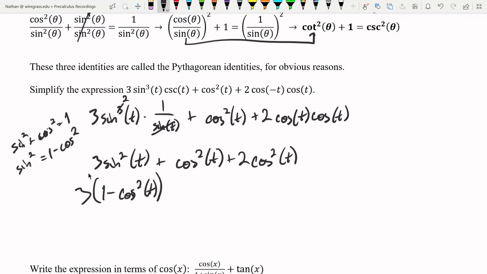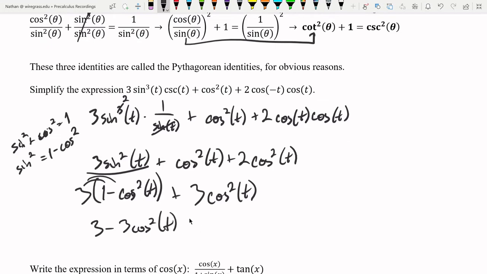That's all what this statement is. It's been changed here. These are the same thing, so I can add them together: 3 cosine squared t. Distribute the 3. We get 3 minus 3 cosine squared t plus 3 cosine squared t. Those cancel, and it simplifies down to 3.